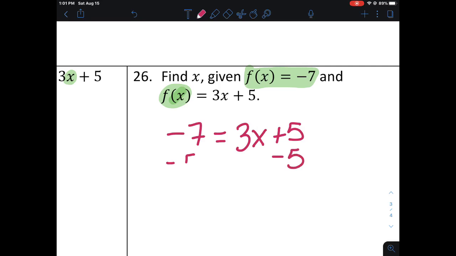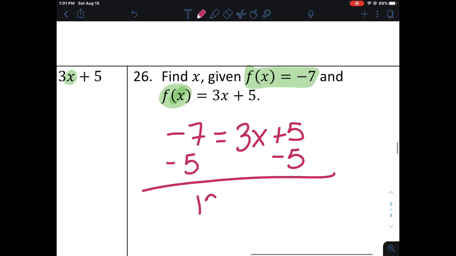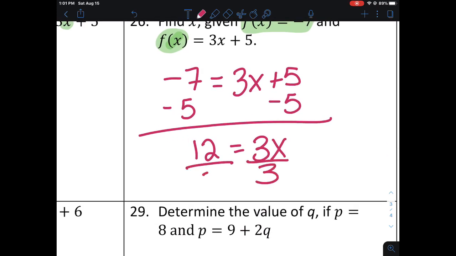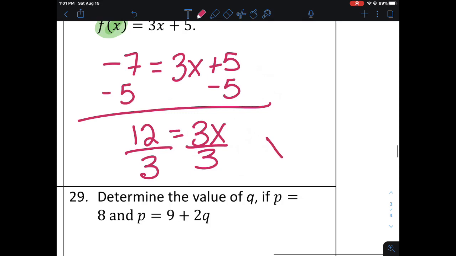So I'll subtract 5 from both sides and get negative 12 equals 3x. Divide by 3, divide by 3. X equals 4. Oh, I'm sorry. Negative 4. Negative 7 minus 5 is negative 12. Negative 12 divided by 3 is negative 4. All right. Whew, I knew something was looking wrong there.